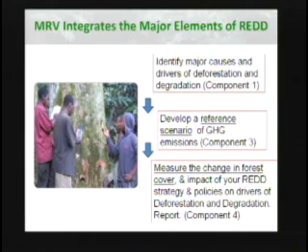And the MRV component really integrates all the major aspects of REDD in a country. In Component 1, you're asked to identify the major drivers of deforestation. In Component 3, you will develop a reference scenario of greenhouse gas emissions historically in the past and potentially into the future. And then in Component 4, in the MRV section, is the time to measure the changes in forest cover, greenhouse gas emissions, and the impact of your REDD strategy and compare it back to the reference scenario.